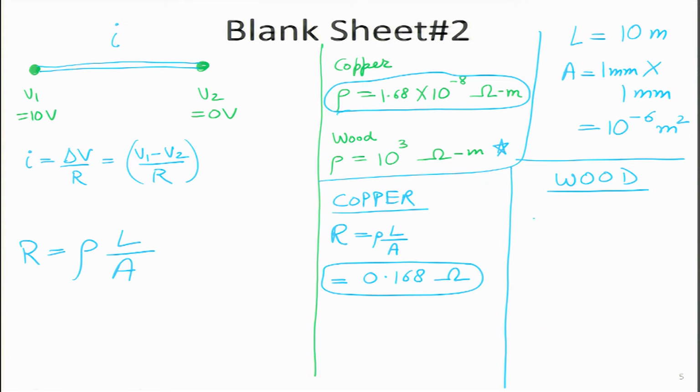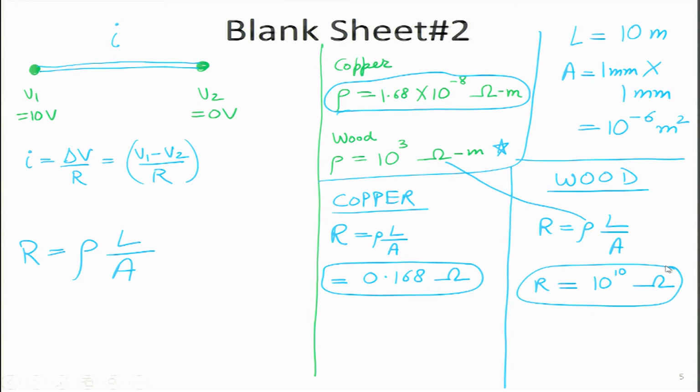If we do that calculation, I have done that already, so I will present that particular result. I will just replace the value of rho from over here, and what we get is about 10 raised to the power 10 ohms, which is really huge. So, you have to believe me that nobody is going to use this kind of a system.